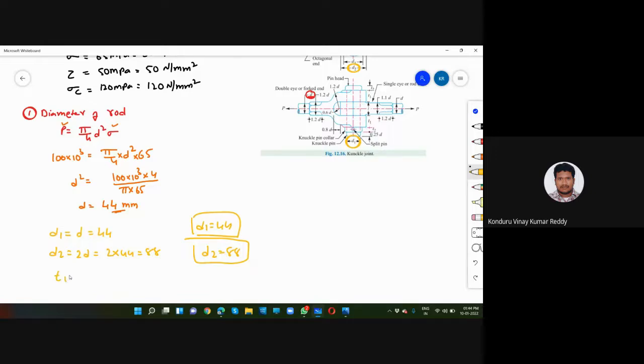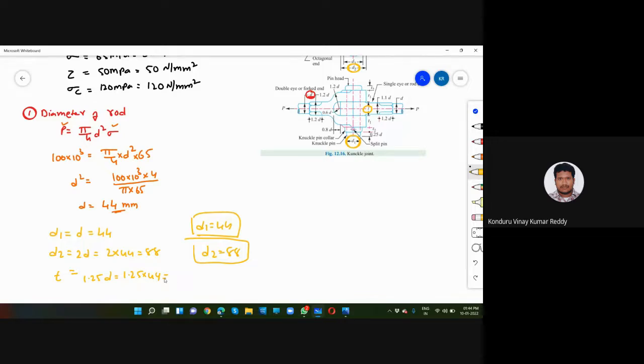Let us go for the t value initially. T is over here, the thickness of the eye. That is t is equal to 1.25 into d, that is 1.25 into 44. Can anybody give me this answer?